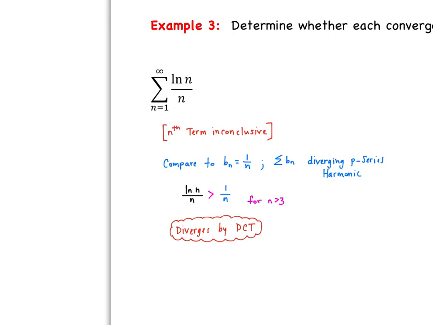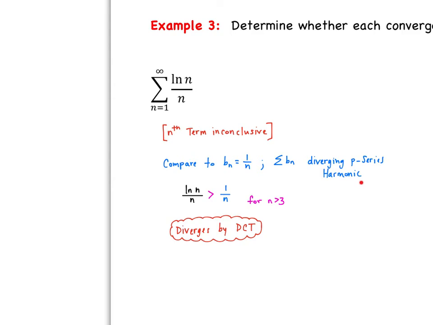This example was similar to a problem that we had a couple days ago in our homework, where we have the series from n equals 1 to infinity of ln of n over n. This is inconclusive by the nth term test, so I tend to go to the comparison test. So if I can, I'm going to try to compare it to 1 over n, because I know 1 over n is kind of like this, except the numerator is different, and that is a diverging p-series or a harmonic series, so it diverges.